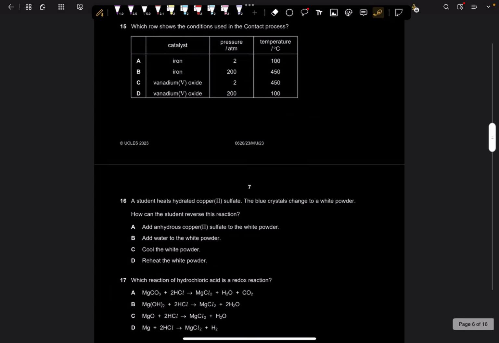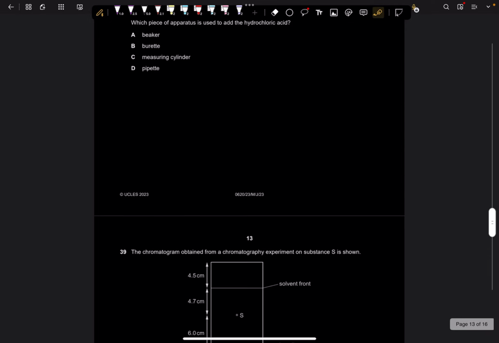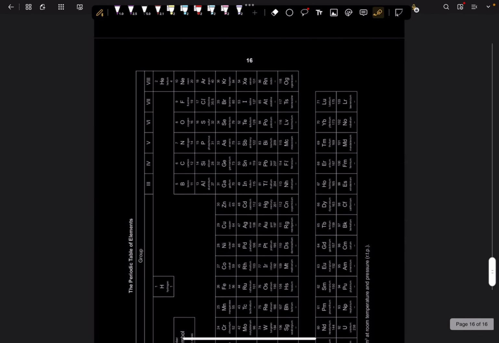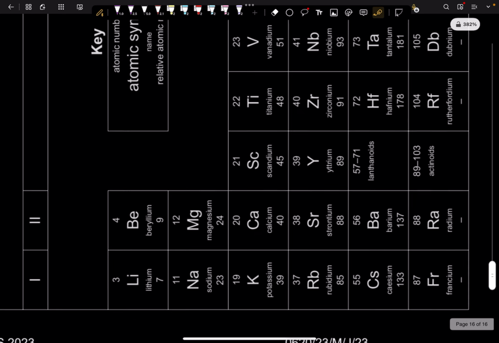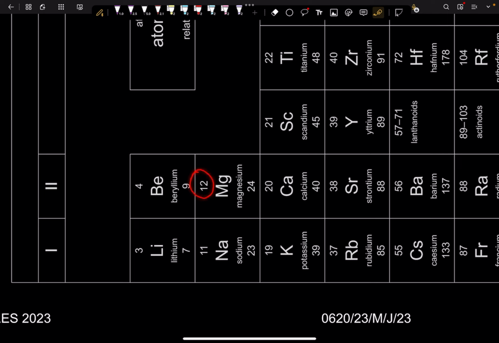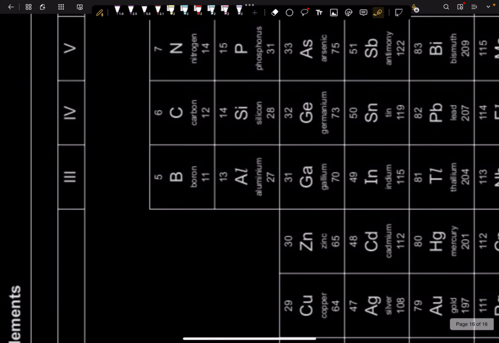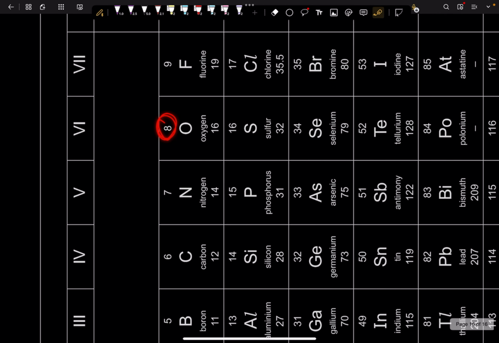But in order to show you that, we can check out the periodic table. Don't we have a periodic table over here? Oh, we have. Magnesium has a proton number of 12. When it forms a magnesium ion, it loses 2 electrons, so it has 10 electrons. Oxygen is 8. It gains 2, so it will have a charge of 2 negative and 10 electrons.